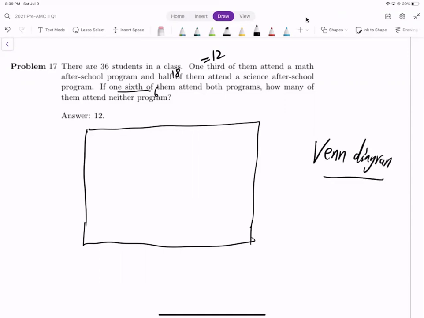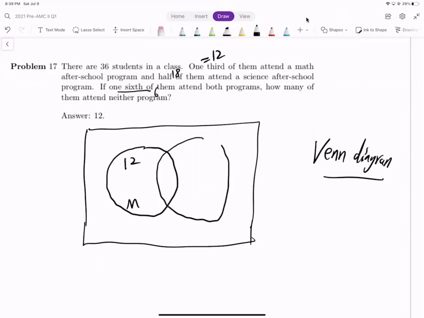Okay, so what we do is you see 1/3 of them, so that's 12, right? So 12 of them attend the math after school program. And then we have 18 of them attend the science program. And the overlap, so that's 6 of them, attend both. So that's the overlap. Total, we know what's the total. The total is 36. And what we're looking for is this portion, which is in neither program.